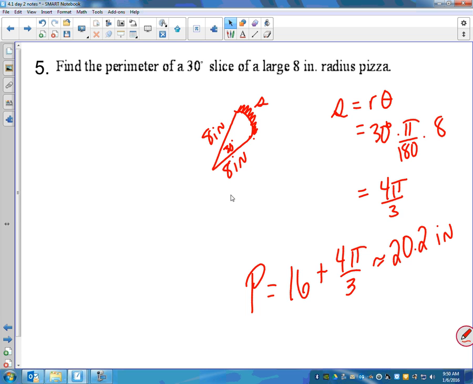Alright, so again, another application of am I using arc length, am I finding linear velocity, am I finding angular velocity? Questions about that? Alright.